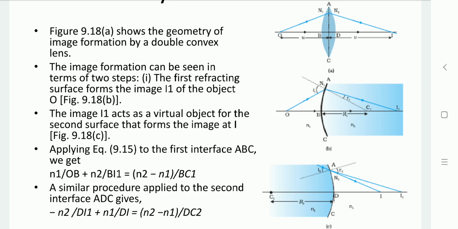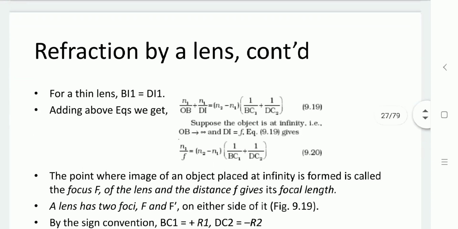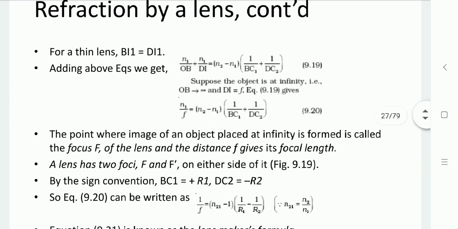By adding both the equations for the individual surfaces, combining them using the superposition law, and also including the thin lens condition DI1 equal to BI1, we can get the equation n1 by OB plus n1 by DI equal to (n2 minus n1) into (1 upon BC1 plus 1 upon DC2).